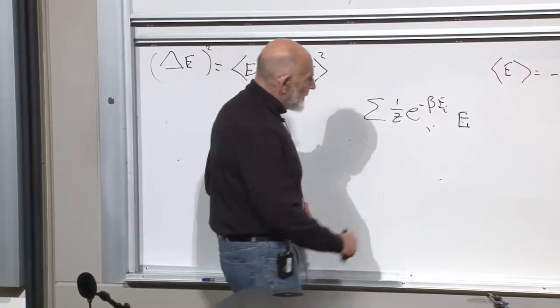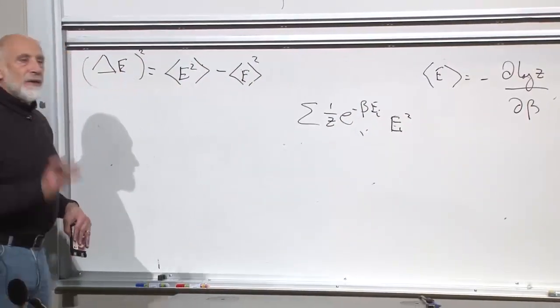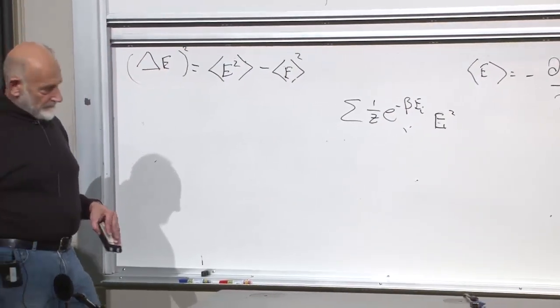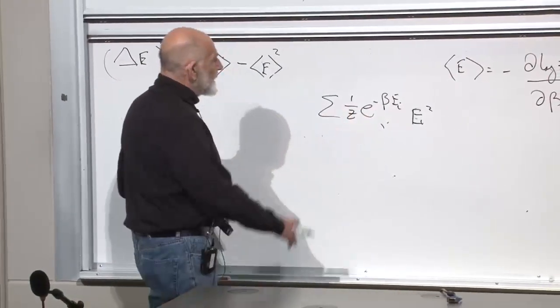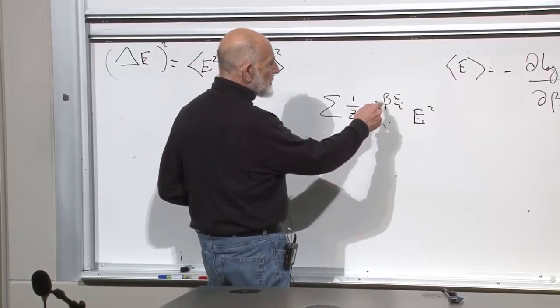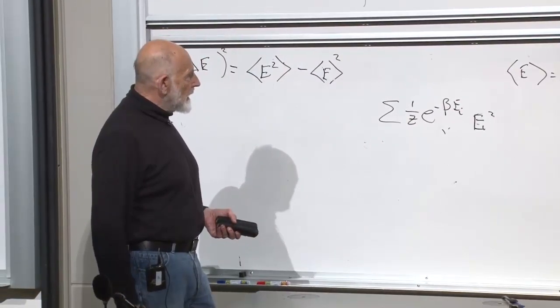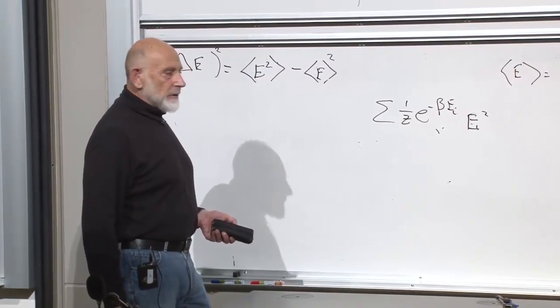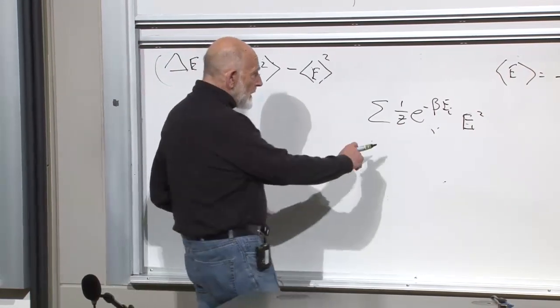Average of the energy squared means the energy is squared here. We differentiate twice. We take a second derivative. Okay? Taking a second derivative, now we don't need a minus sign because when you differentiate twice, the minus sign will go away. You will get E squared times e to the minus beta E.